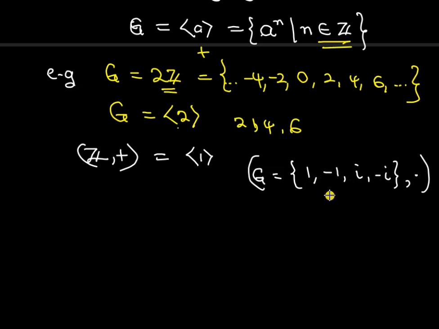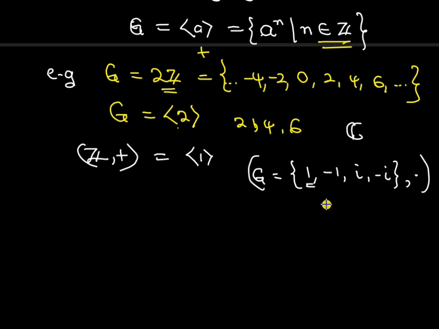Number 2, associativity should hold. That one is trivial because this is a subset of C, and C is associative, so each subset should also be associative. Then 3, there is the identity element, which is 1. 1 can multiply all of these to give the same element, and every element has an inverse. The inverse of 1 is 1, the inverse of -1 is -1, the inverse of i is -i, and the inverse of -i is i. Alright, so we have established that this is a group.